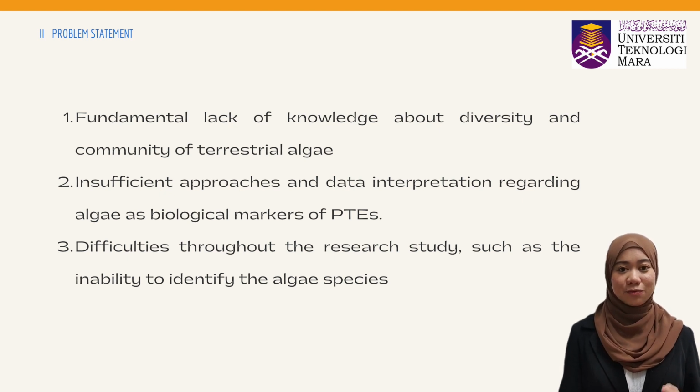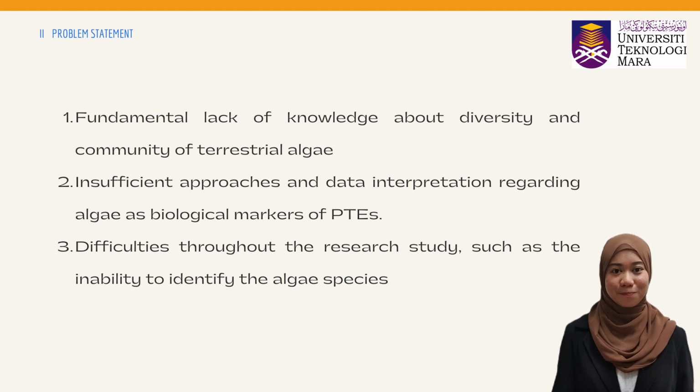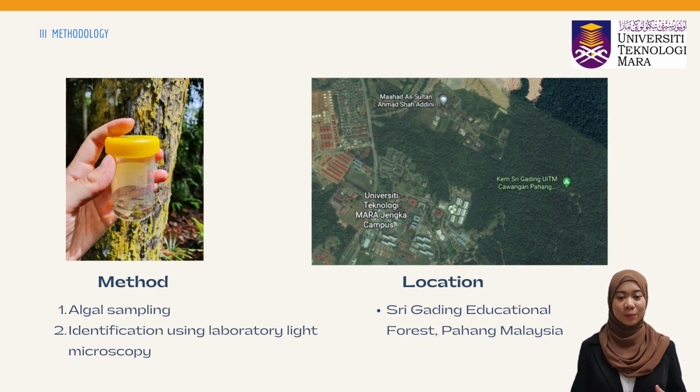Hence, several difficulties may arise throughout the research study, such as inability to identify the algae species due to their comparable traits. Two methods were used for completing the study. For algae collection, random sampling was used. A total of 10 trees were randomly selected with presence of microalgae on the tree trunks. Later, the specimens were analyzed by their morphology and identified to species using the World Algae Listing Database. PAST software was used to analyze the diversity value of the terrestrial algae.